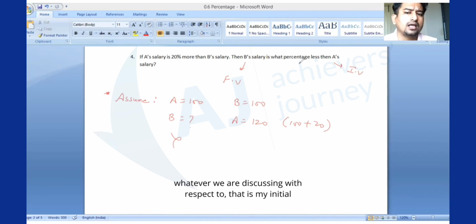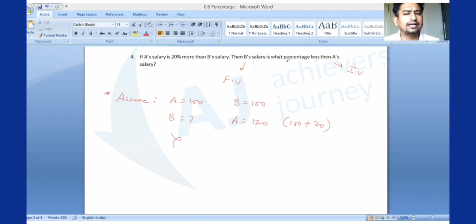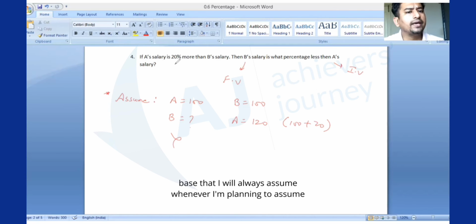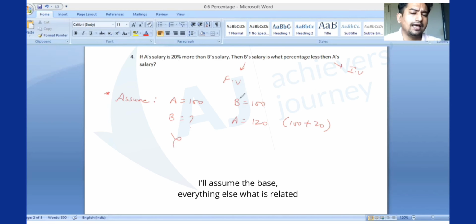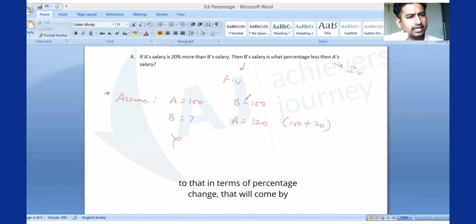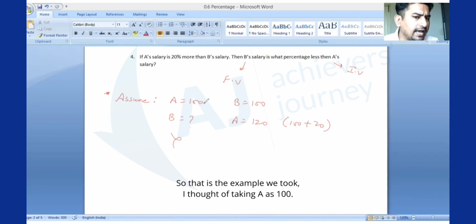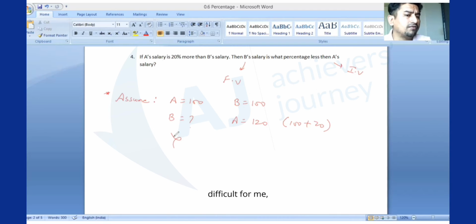One concept is whatever we are discussing with respect to, that is my initial value in the question. Whatever they've asked with respect to, whatever I'm comparing to, that would be my initial value. The other one would be my final value. That is one concept. The second concept is the data that is given. In that, whatever is my base, that I'll always assume whenever I'm planning to assume. Everything else, what is related to that in terms of percentage change, will come by calculation, right? So that is the example we took. I thought of taking A as 100, but in that case, if I calculate B, it will be difficult for me.